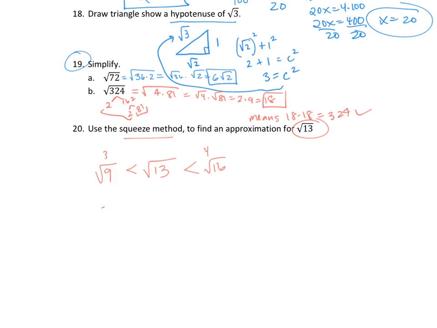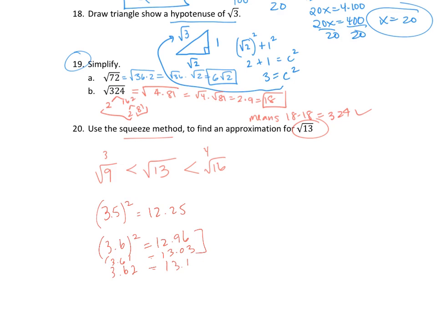So like 3.5, so maybe try 3.5. Let's see what that value is squared. That's about 12.25. So then maybe if we get a little bit closer, like 3.6, let's see, 3.6 squared will be 12.96. So maybe let's try 3.62. If we square that, we're at 13.1. If we look at 3.61 squared, that's at 13.03.